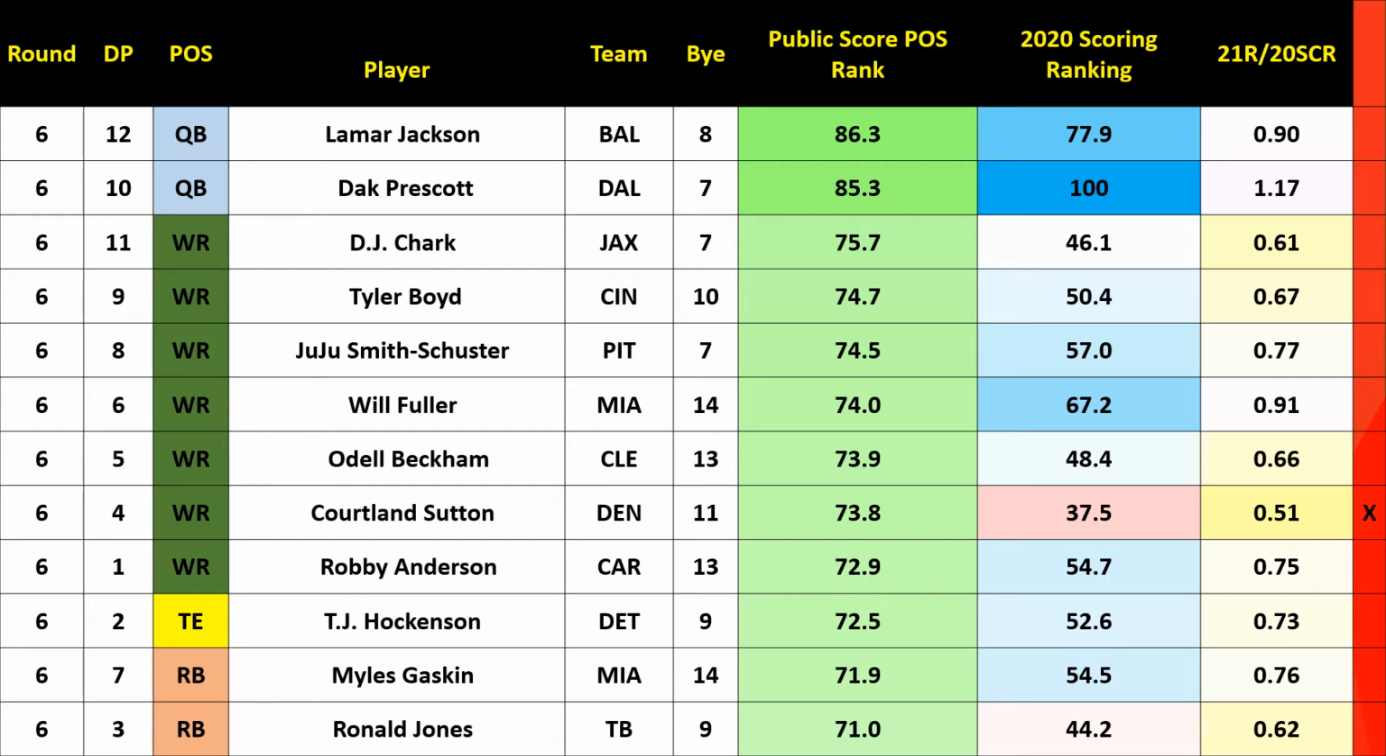Gaskin and Jones. I guess I'm taking Gaskin, but I have taken Jones. You know, at this point, round 6, if you need an RB, then you need to take one.